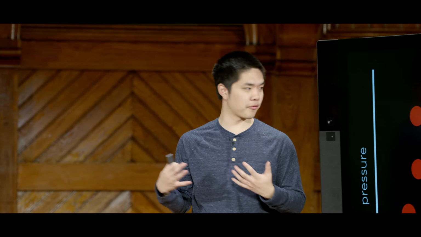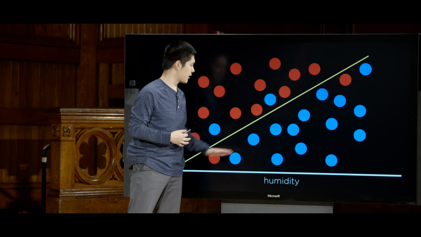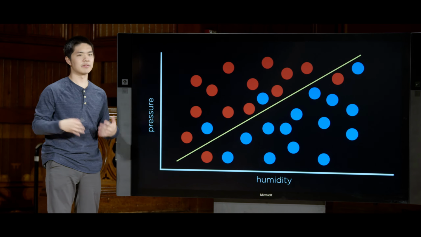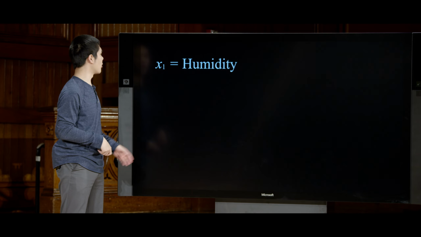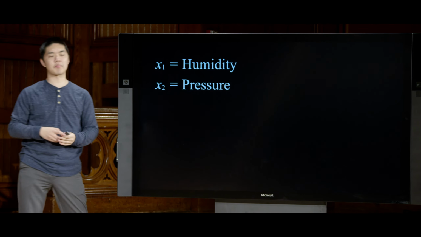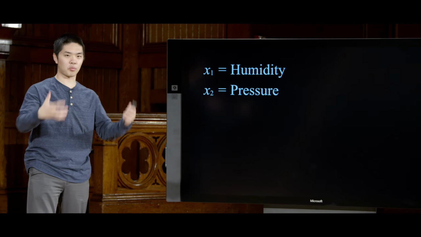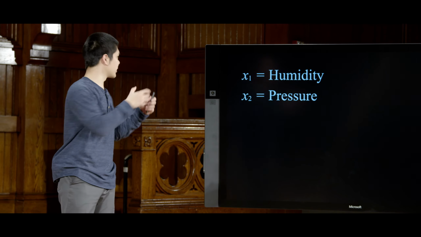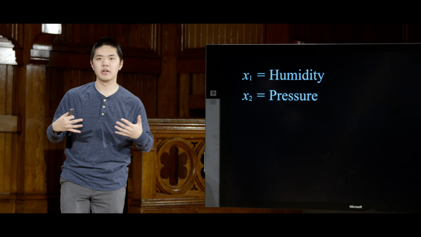We want to come up with some sort of function, some way we can define this line. Our inputs are things like humidity and pressure in this case. So our inputs we might call x1, which is going to represent humidity, and x2, which is going to represent pressure. These are the inputs that we are going to provide to our machine learning algorithm. And given those inputs, we would like our model to be able to predict some sort of output.